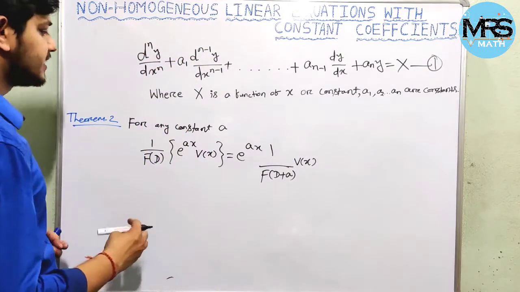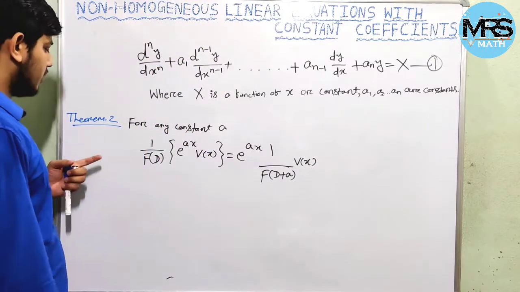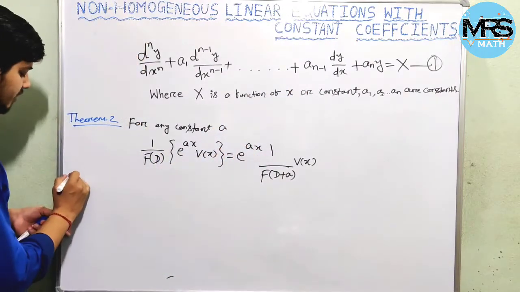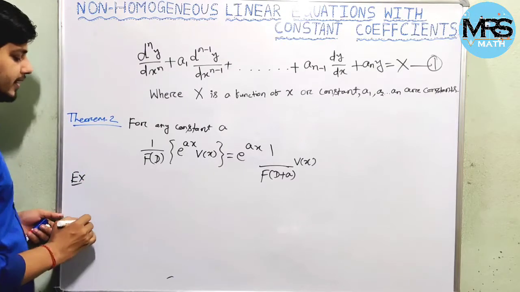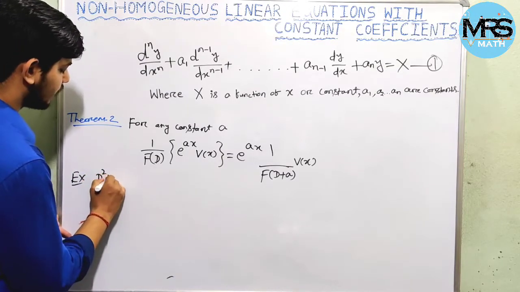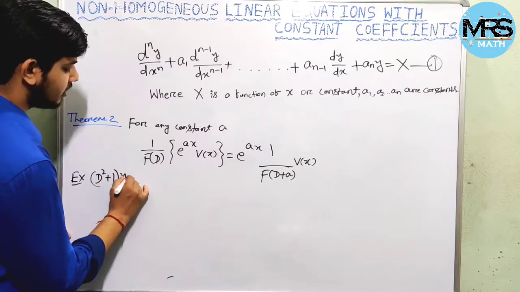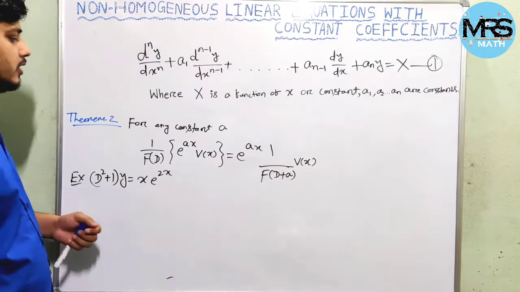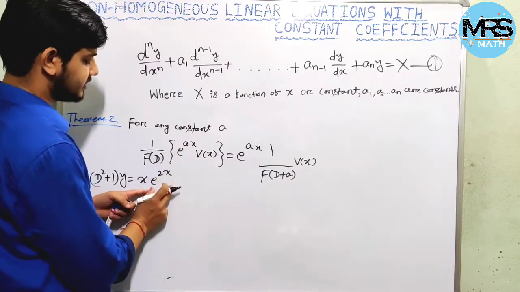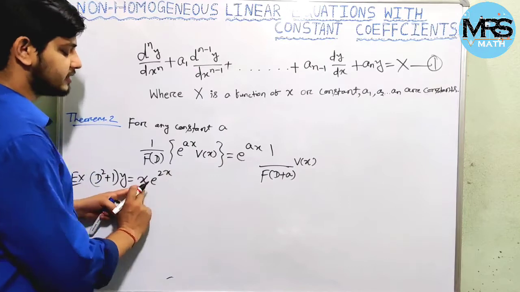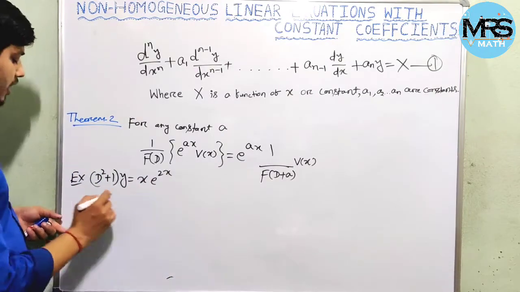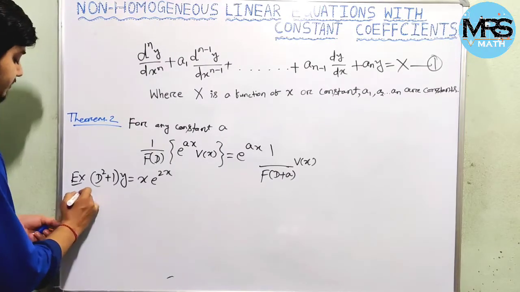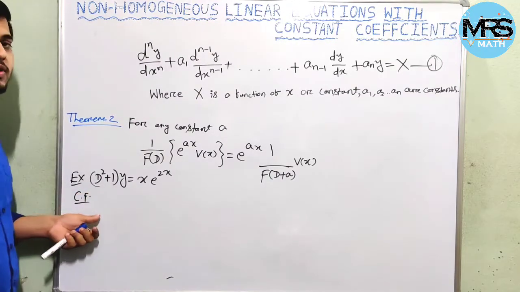To understand this theorem we can take one problem of this type and solve it. Arbitrarily, let us take one example: D square plus 1 into y equals x into e to the power 2x, which is in the form where e to the power ax is there and one function b of x is there. To solve this we first need the complementary function. So what is our complementary function here?